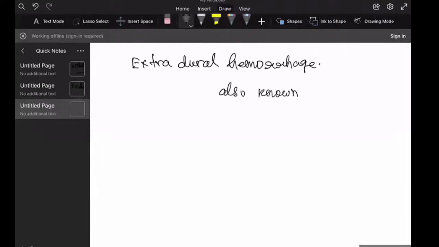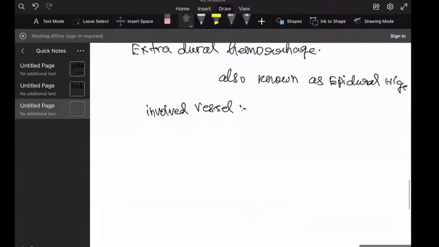Just that is enough. Also known as the epidural hemorrhage. Which vessel is involved? Involved vessel. They have asked this in the question. FMG. Middle meningeal. Involved vessel. Very good. Middle meningeal artery.